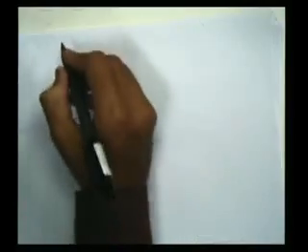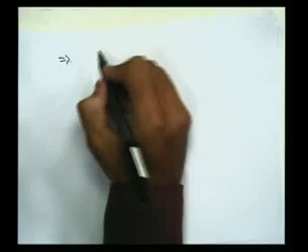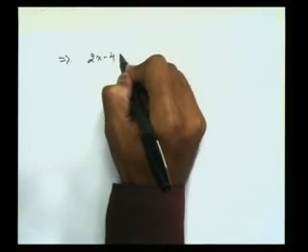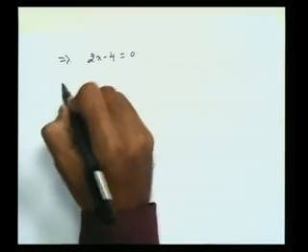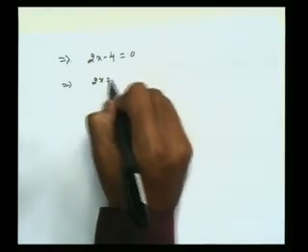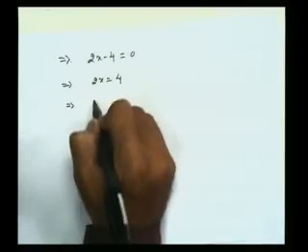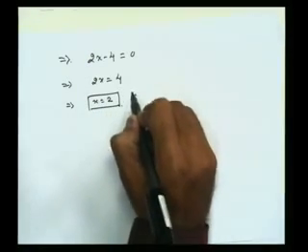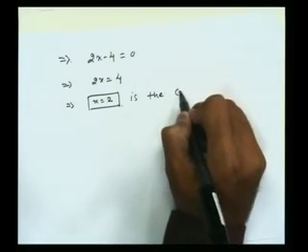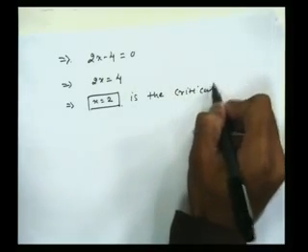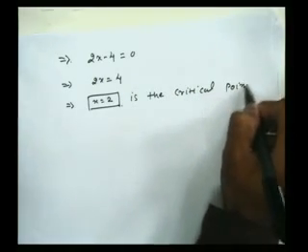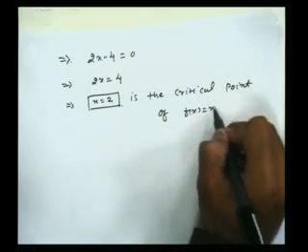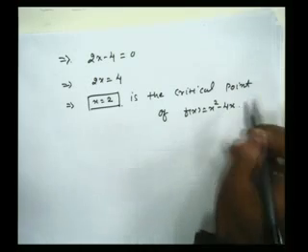F dash of x is equal to 0 implies 2x minus 4 is equal to 0, which implies 2x is equal to 4, which implies x is equal to 2. So this is the critical point of f of x is equal to x square minus 4x.